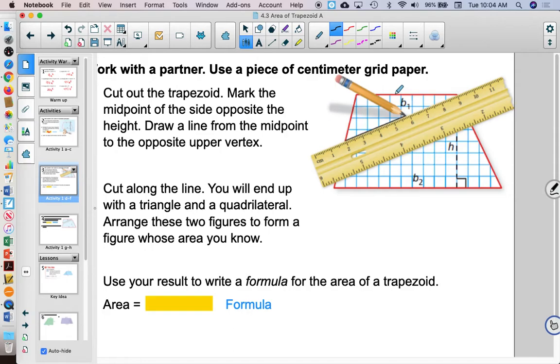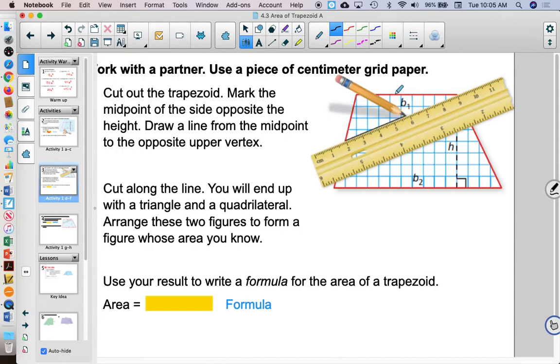Okay, on this one, I can count my base 1 and I can count my base 2. Base 1 is 1, 2, 3, 4, 5, 6, 7, 8, 9, 10, 11, 12, 14. My base 1 is 14. Base 2 is 1, 2, 3, 4, 5, 6, 7, 8, 9, 10, 11, 12, 16, 17, 18. It is 21.